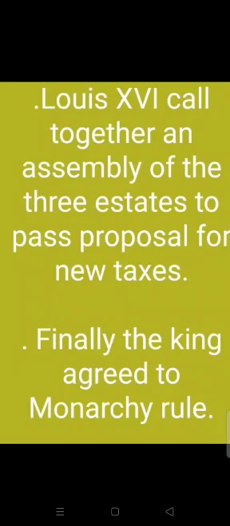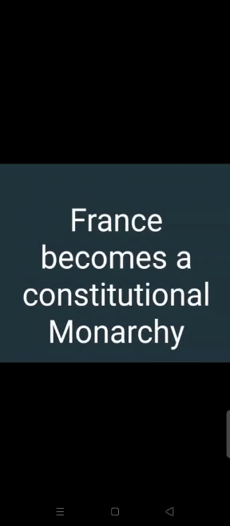When the king rejected the proposal of the third estate, they boycotted the assembly in protest and held their meeting in the hall of an indoor tennis court and declared themselves a national assembly. Finally, the king agreed to constitutional monarchy rule, and on 4th August 1789, the assembly abolished taxes and the lands owned by the church were confiscated. Then France became a constitutional monarchy.